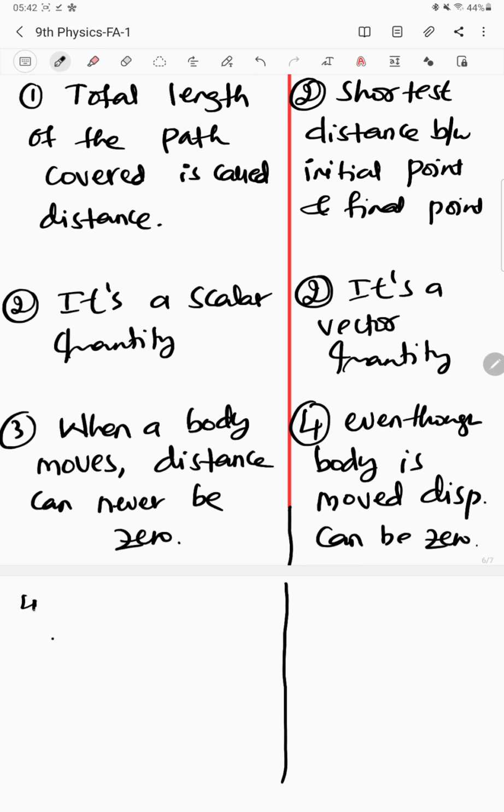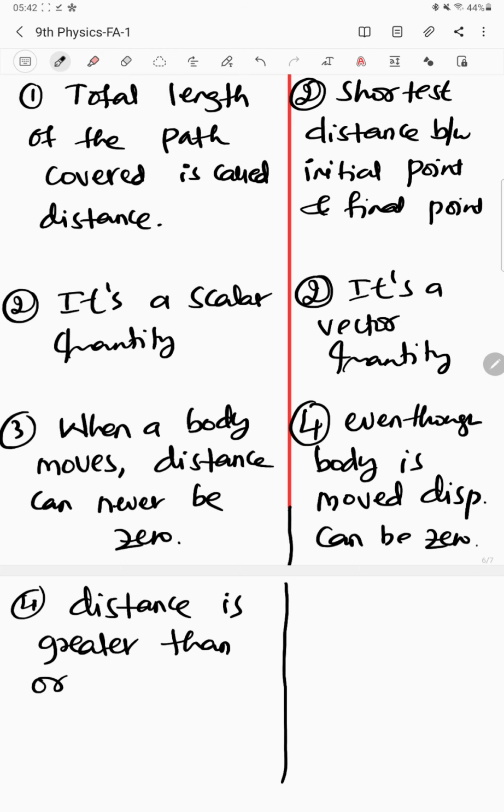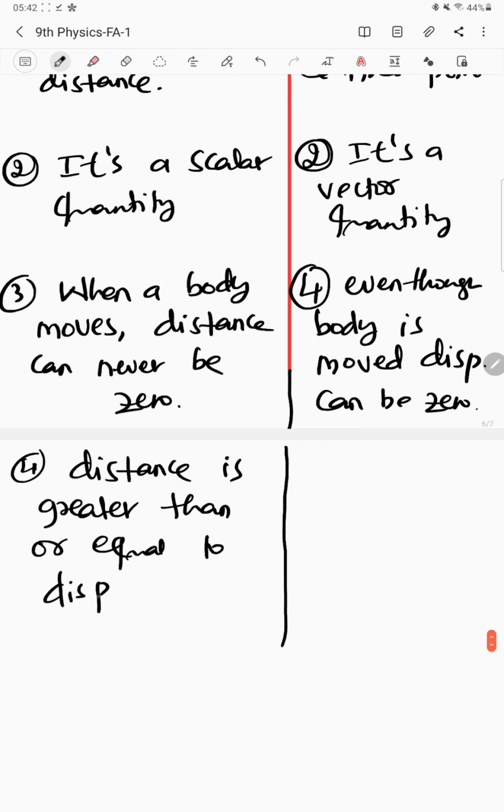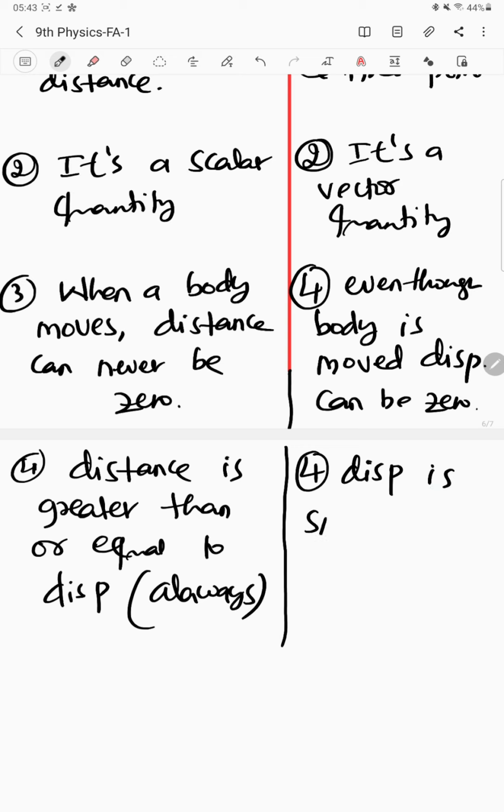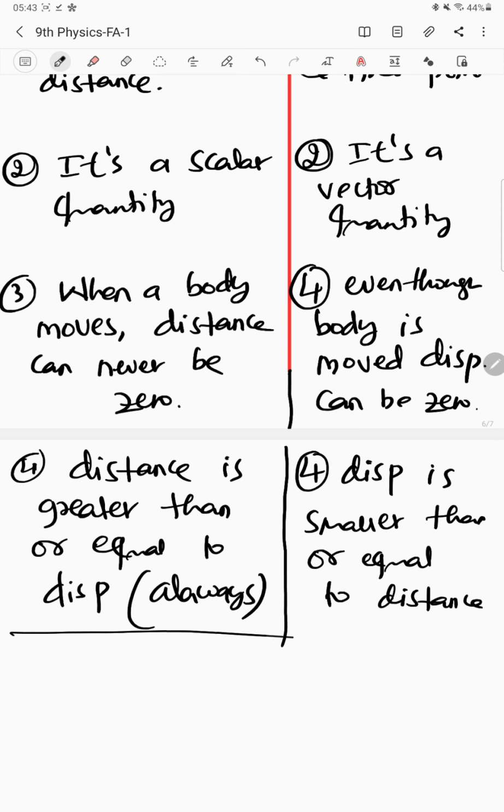Now the fourth one: distance is greater than or equal to displacement, always. Please remember that. You can write it in brackets, always. Distance is greater than or equal to displacement. And displacement is smaller than or equal to distance. Always remember these differences.